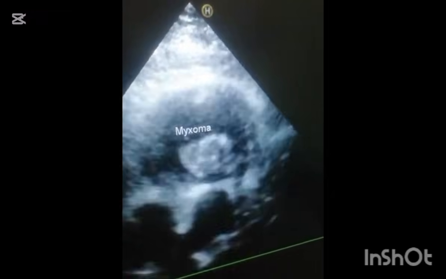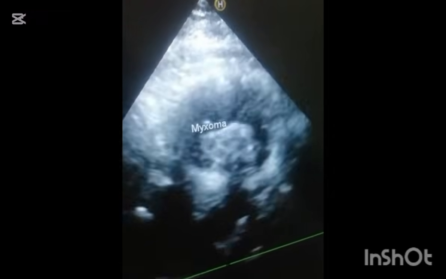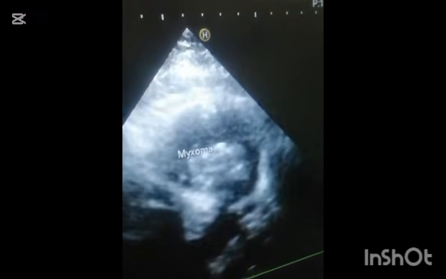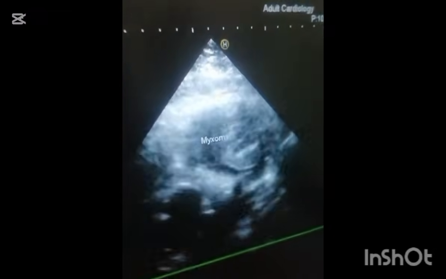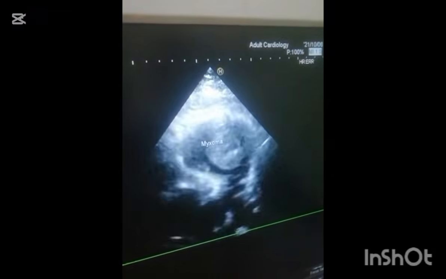This is also a myxoma in the right ventricle. As you see, this is going to the main pulmonary artery sites.